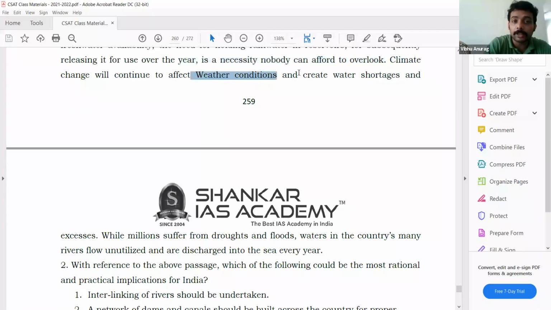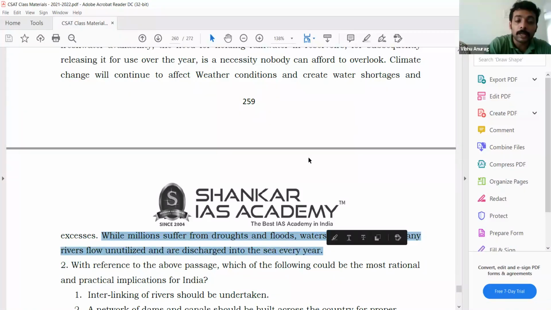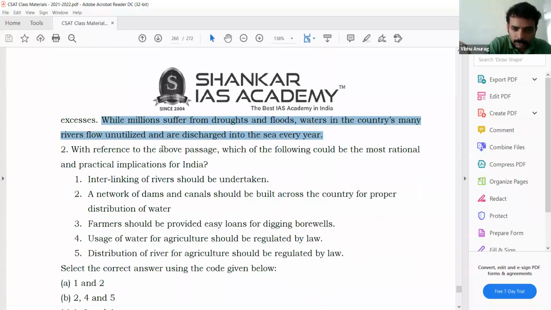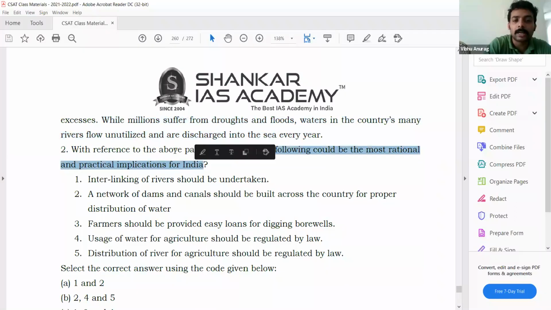Climate change will continue to affect weather conditions and create water shortages and excesses. While millions suffer from droughts and floods, so this is the impact. Waters in the country's many rivers flow unutilized and are discharged into the sea every year. Because so many people are suffering from droughts and floods, but we have unutilized water. So which of the following could be the most rational and practical implications for India? This question is a bit different. They're asking, could be. So based on the above, what could India do? They're asking for our opinion. Slightly different question. So choose the options that are related to rainwater harvesting.